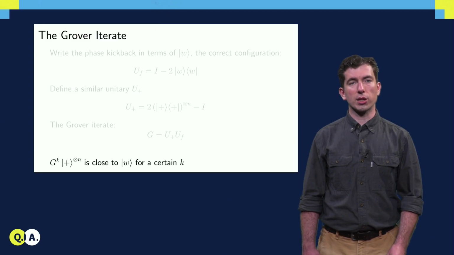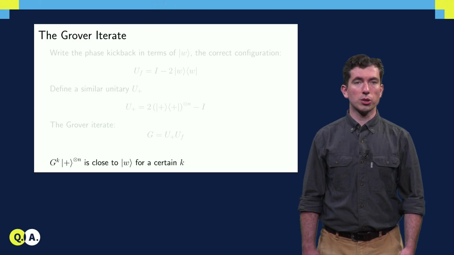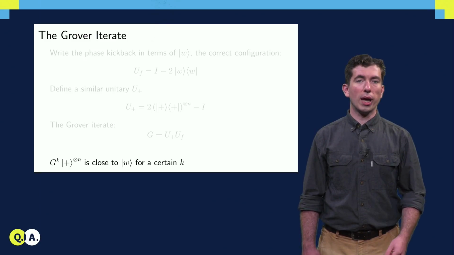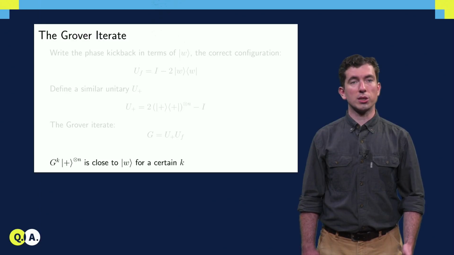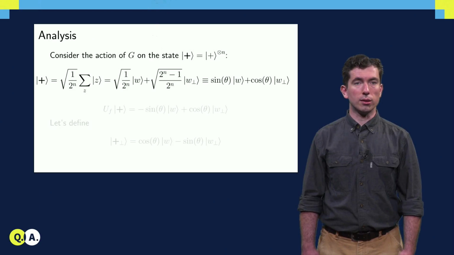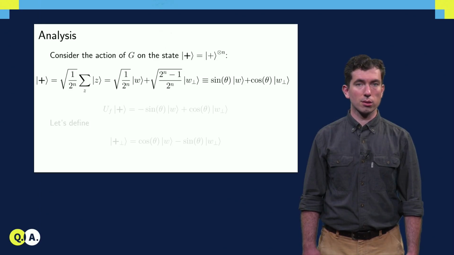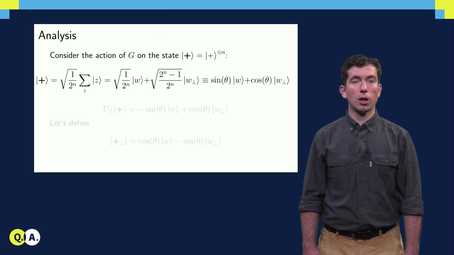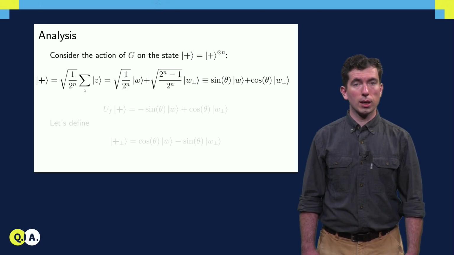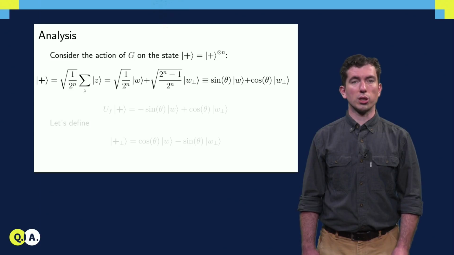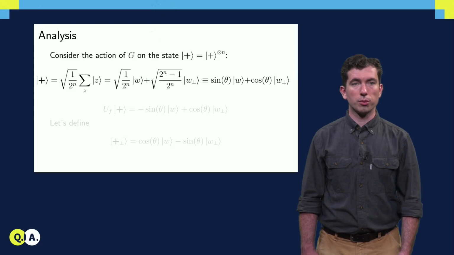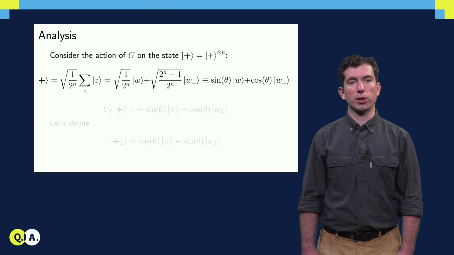We're going to show in the following section that if we apply G k times to the all plus state as an input, we end up with a state that's very close to W, the state describing the winning configuration. First, let's write the all plus state out neatly. We can see that the all plus state is a uniform superposition over all states in the Z basis, and that this necessarily includes W, regardless of what W actually is. There's also another term, which is proportional to W perp, which is a uniform superposition of everything in the Z basis that's orthogonal to W. We're going to write the coefficients of this wave function as angles to simplify our calculation later on.